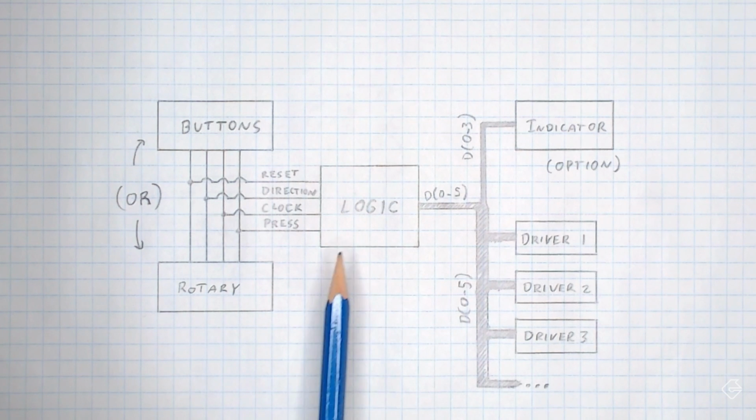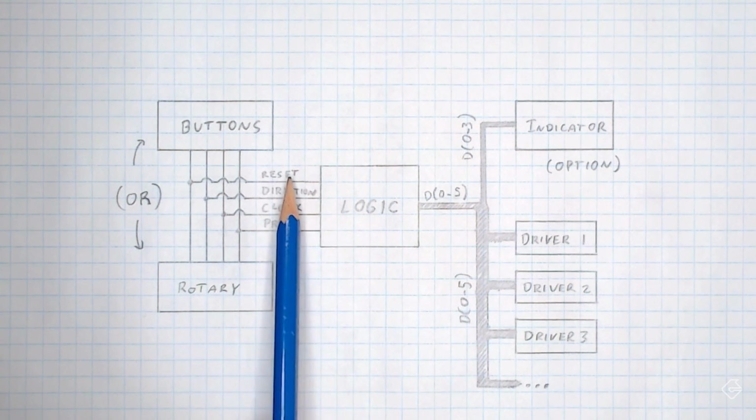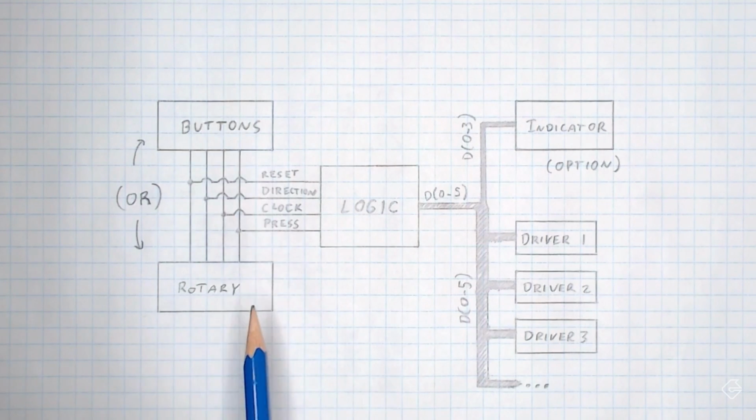Maybe we want to create a total circuit that uses the buttons, and other times we want to create a circuit that uses the rotary. But regardless, the logic is always going to be there. So the logic couldn't change. It needed to stay constant, and it needed a few inputs that are coming in from the buttons.